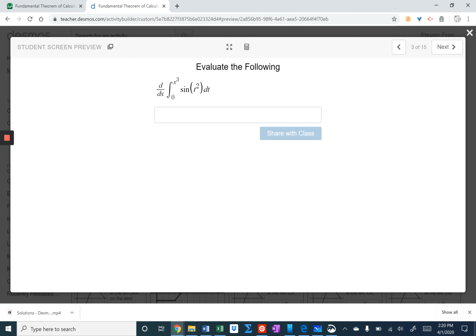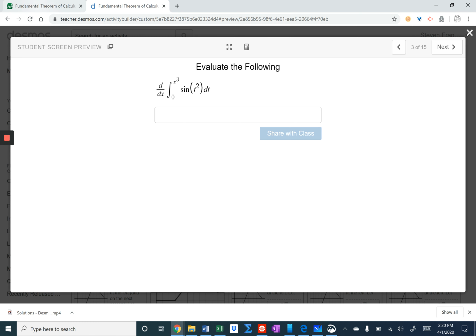All right, for the third example, it gets slightly more complicated. Instead of having the upper limit of integration just be x, we have it be a function now, x cubed. And so the additional thing that we have to engage with here is that we need to use the chain rule when we take the derivative. So not only are we going to replace t with, now not just x, with x cubed, but we're also going to multiply the result by the derivative of x cubed.